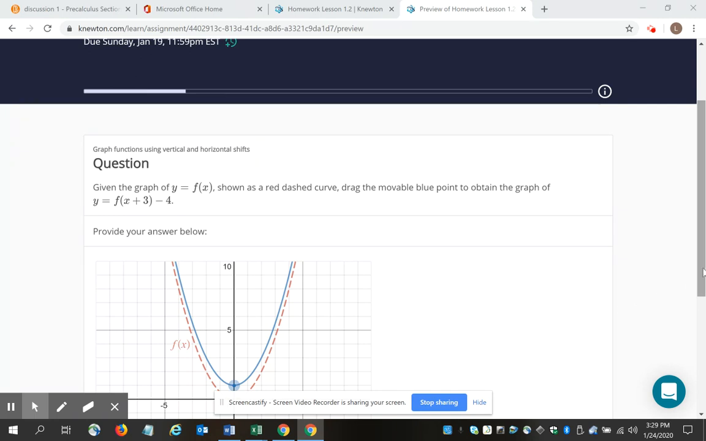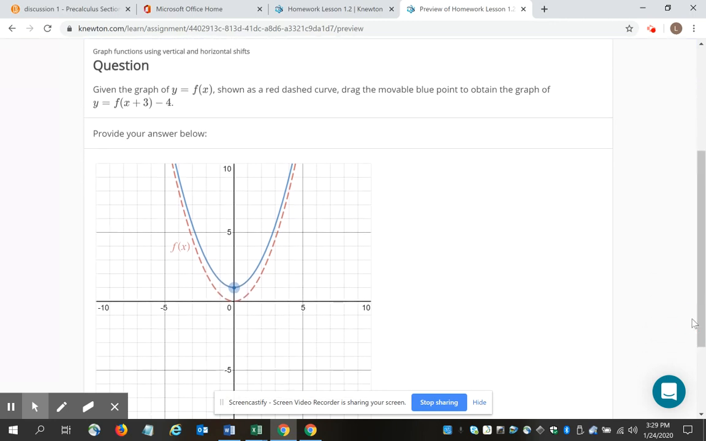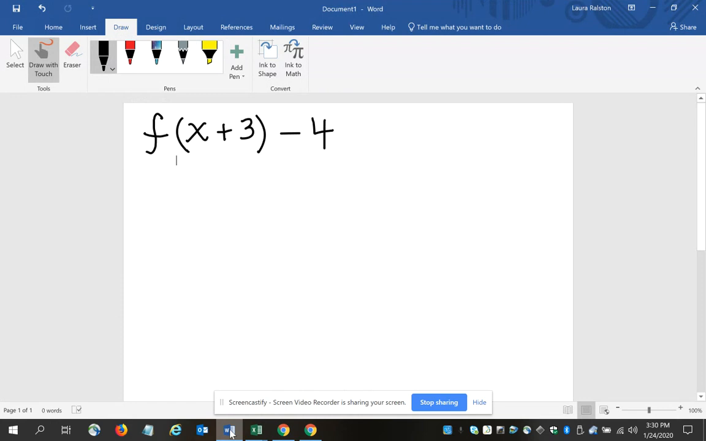And so this is the first question that kind of comes up, or one similar to this. It says, given the graph of f of x, which is shown as the red dashed curve, drag the movable blue point to obtain the graph of f of x plus 3 minus 4. Well, the first thing I do before I even start thinking about anything, I'm going to move this blue curve so that it matches the red curve, because that's going to be my starting point. And then I want to kind of go off to the side for a minute and think about this curve.